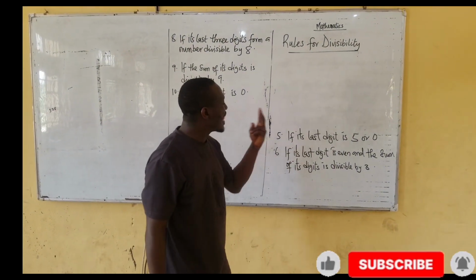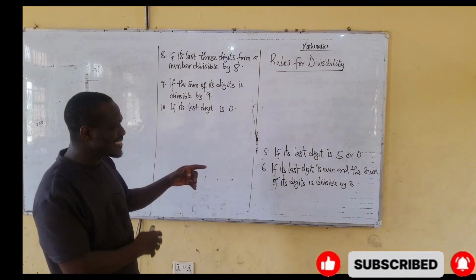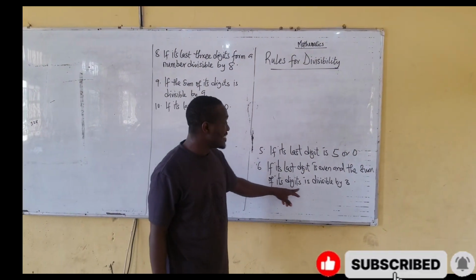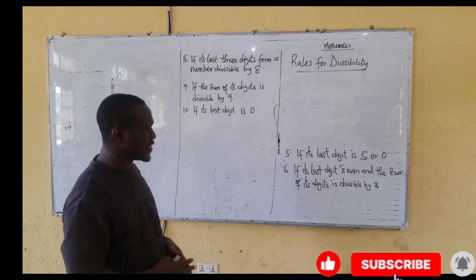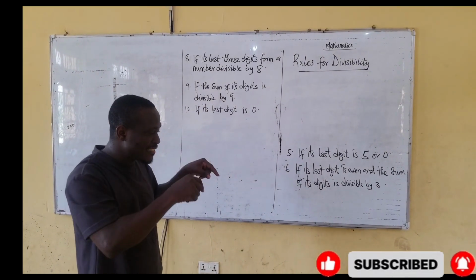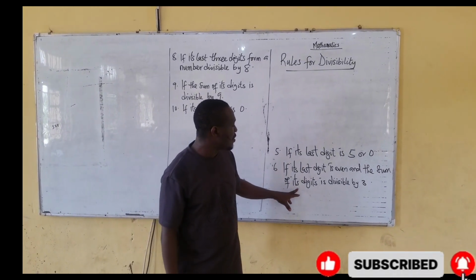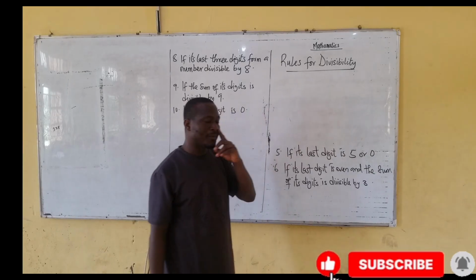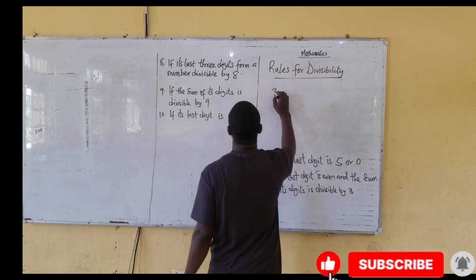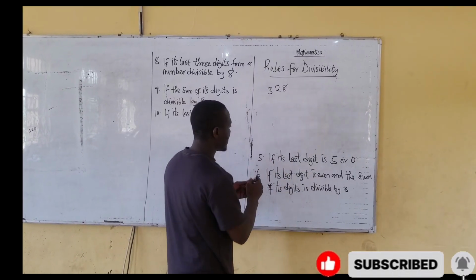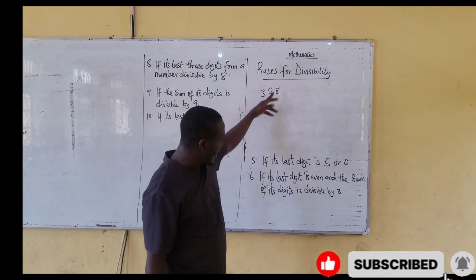It says if its last 2 digits are even, it's not just even, and the sum of its digits is divisible by 3. If its last 2 digits are even, and that means all of them together, and the sum of its digits is divisible by 3. So let's look at an example. Let me have maybe 328. Is this even? The last 2, yes.